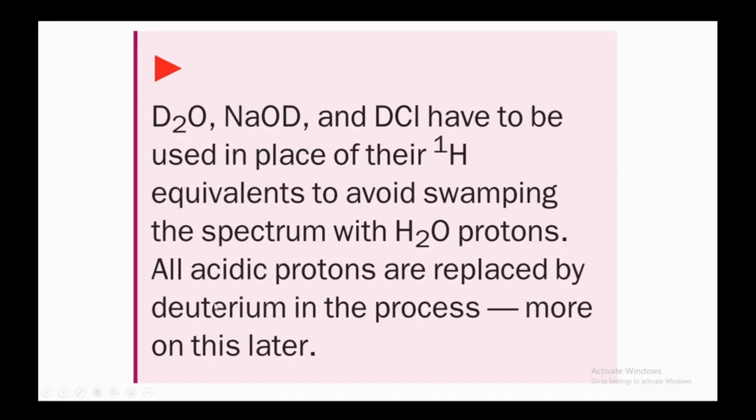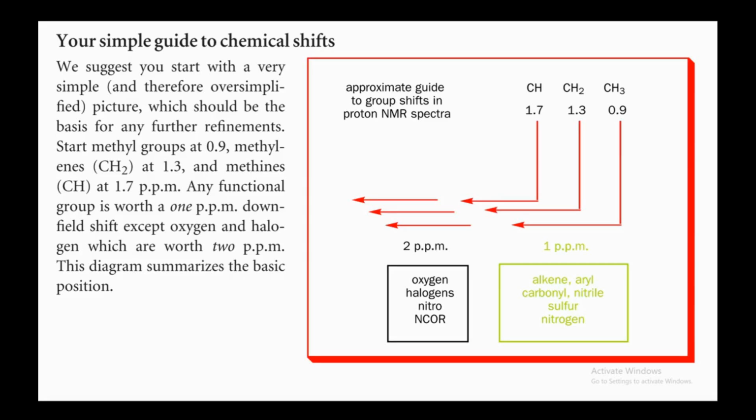So D2O, NaOD and DCl have to be used in place of their proton equivalents to avoid swamping the spectrum with H2O protons. All acidic protons are replaced by deuterium in the process. More on this later. Use your simple guide to chemical shifts.